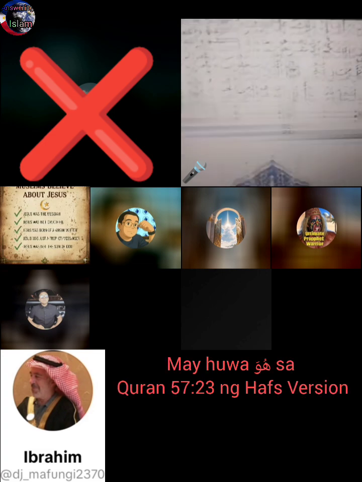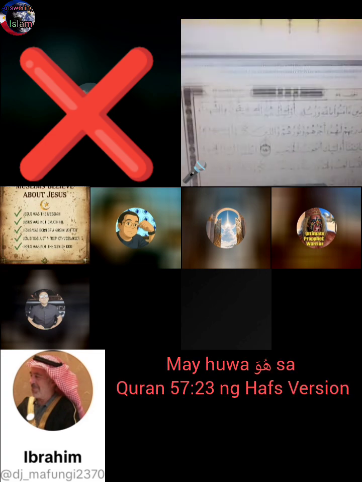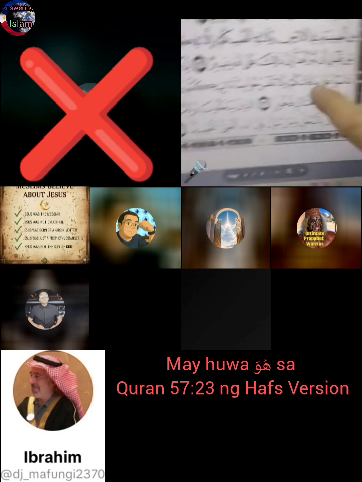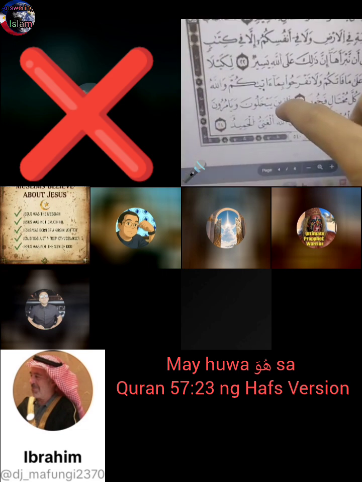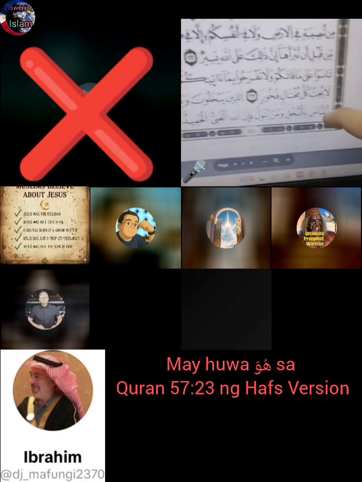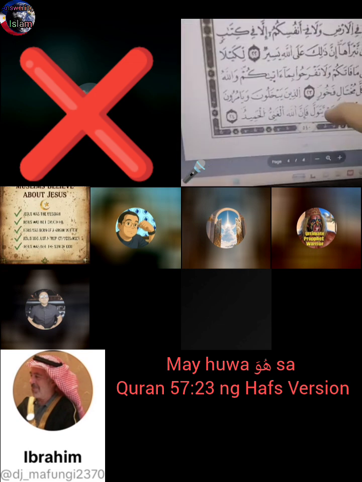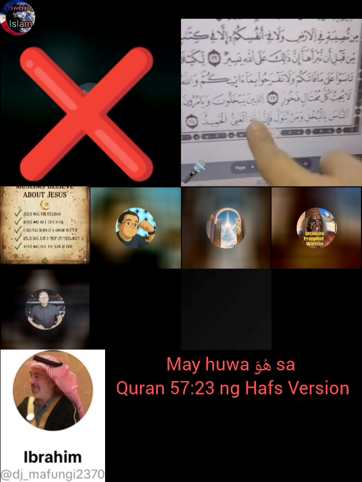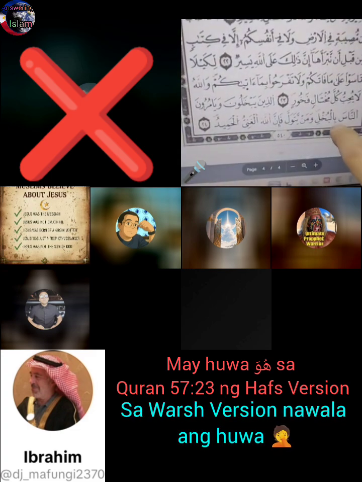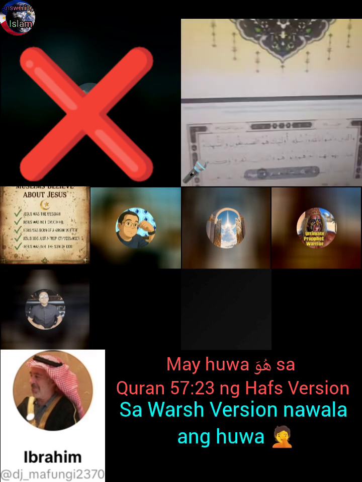If you go to Warsh, it's now different. So let's read. This is Warsh. Alladhina yabkhalun wa yamurun al-nasa bil-bukhl wa man yatawalla fa inna Allah. So after the word Allah, the word huwa was removed. But in Hafs there was huwa.